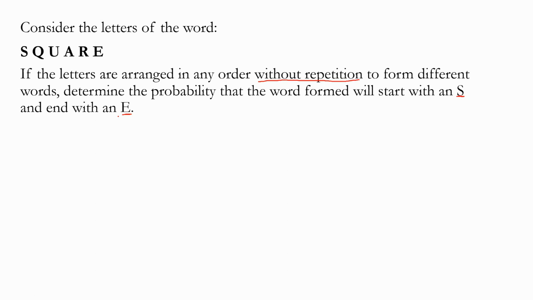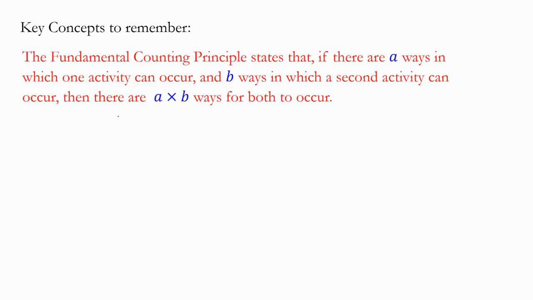Okay, let's just discuss a bit before we come back to our question. What does the fundamental counting principle state? It says that if there are A ways in which one activity can occur and B ways in which a second activity can occur, then there are A times B ways for both to occur. Remember, this can be extended to more activities. It's not about two activities only.